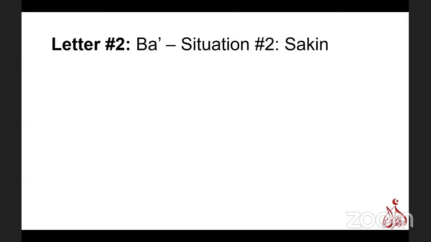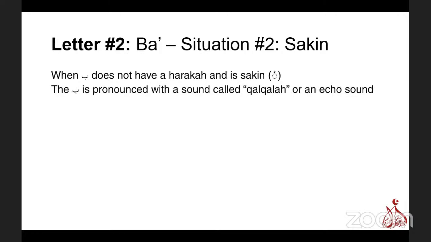The second situation is when ba is sakin. Now here's the issue with ba being sakin. Ba is known as a letter of qalqala. So when ba does not have a harakah and it's sakin, then the ba is pronounced with a qalqala sound, which is also known as an echo sound. Qab, qab. It's like it's echoing. So this is the issue that happens with ba. When you make it sakin, you're going to have to make a qalqala sound.